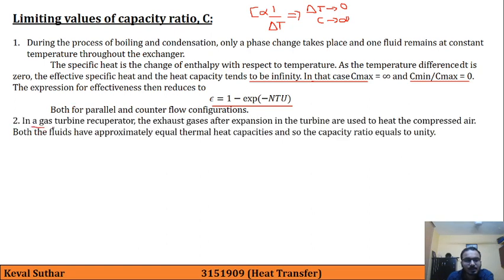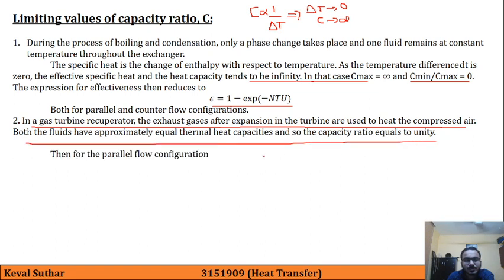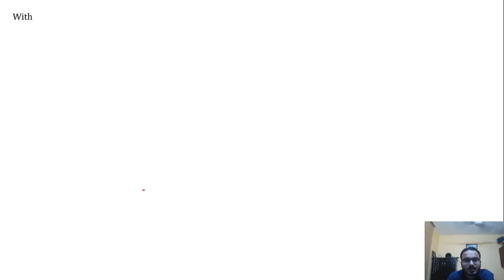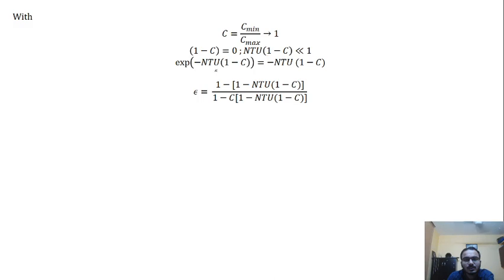In case of gas turbine recuperators, the exhaust gases after expansion in turbine are used to heat the compressed air. And here both fluids have equal thermal heat capacity, so C will be equal to 1 in this case, because mh Ch will be equal to mc Cc. So for parallel flow it will be like this, and for counter flow it will be like this, that is NTU divided by 1 plus NTU.